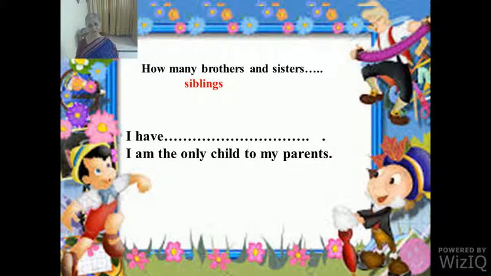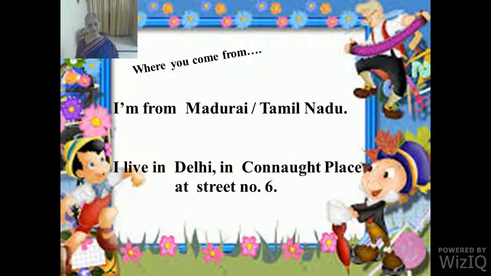So after having spoken about your parents, you go to your siblings. That means how many brothers and sisters you have. So if you have brothers and sisters, you will say, I have one brother and one sister. I have only one brother. Now suppose you don't have any brothers and sisters, then you will say, I am the only child to my parents. I don't have any brothers and sisters.